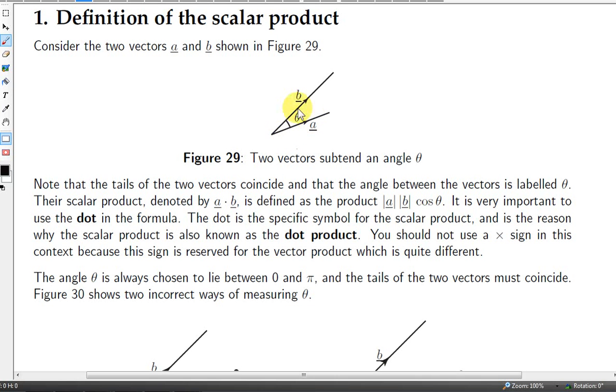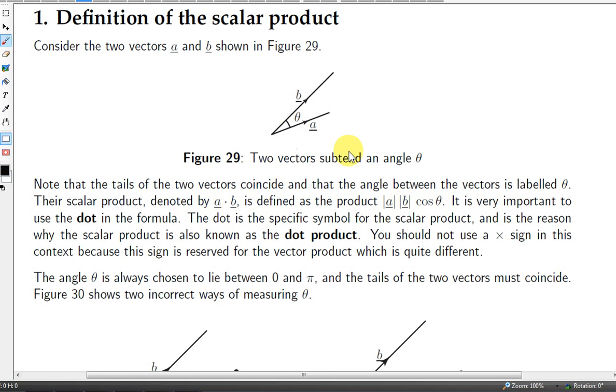Here we have two vectors A and B whose tails coincide. The angle between them is theta. The dot product of them, written A dot B, is defined as the product of the magnitudes or moduli of the vectors by the cos of the angle between the vectors.